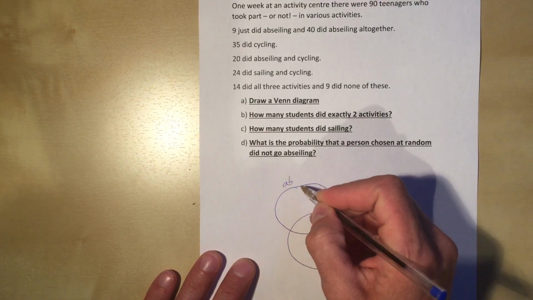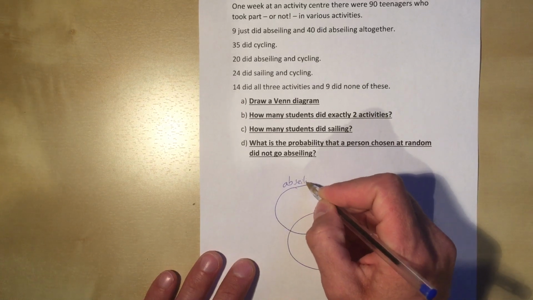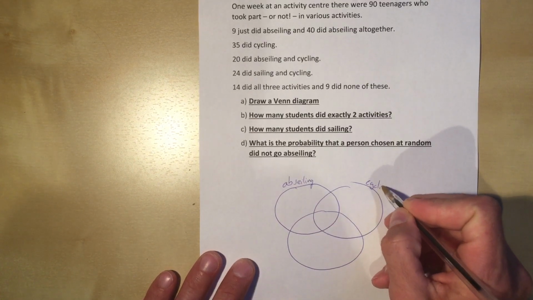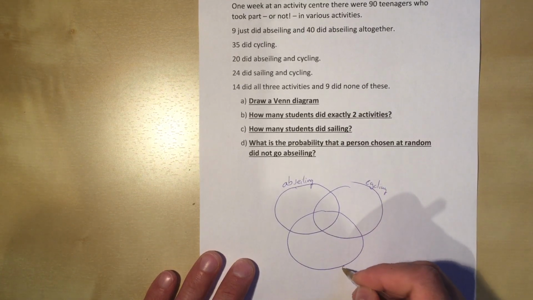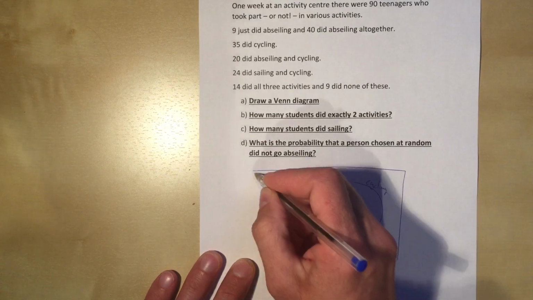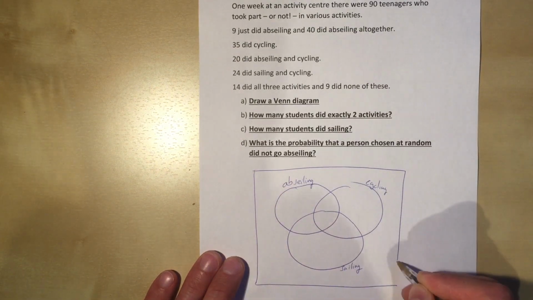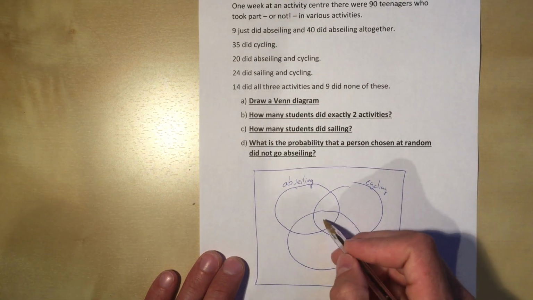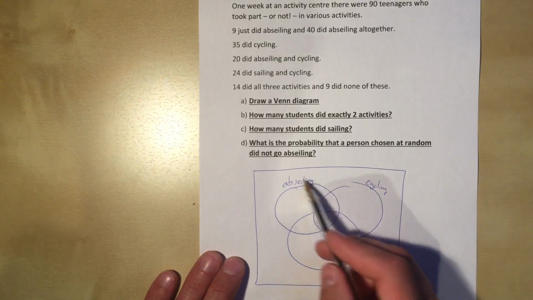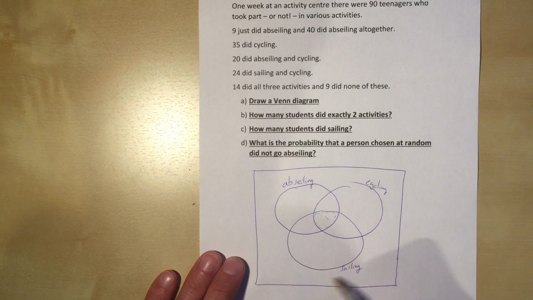This is abseiling. This one can be cycling. This one can be sailing. And then we need to make sure the whole Venn diagram is in a rectangle. So for example, this area here represents everybody. It's in the abseiling circle, it's in the cycling circle, and it's in the sailing circle.